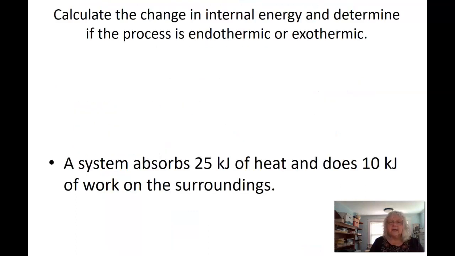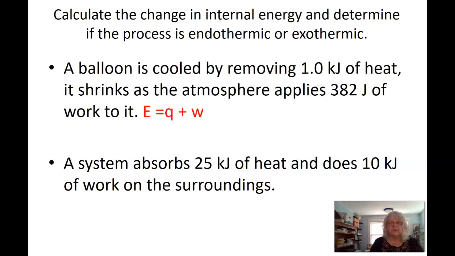So we're going to use that little equation, delta E equals Q plus W, and calculate the change in internal energy for two processes and decide if they're endothermic or exothermic. The first one says a balloon is cooled by removing 1 kilojoule of heat, and that it shrinks as the atmosphere applies 382 joules of work to it. So there's my equation. What I want you to do now is stop and think about what you want to plug in for Q and what you want to plug in for W. You can pause the recording while you're thinking.